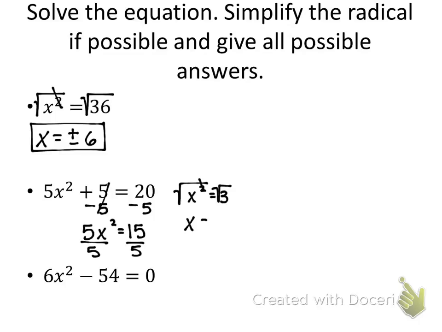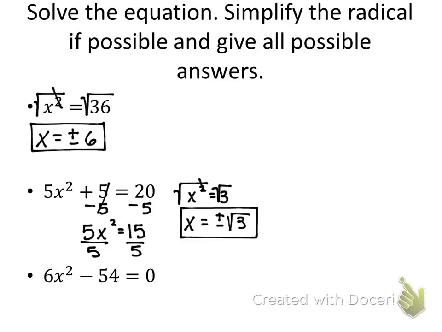But does 3 have an exact square root? No. Can it be simplified with upside down division? No. What sign do I have to have in front? Positive and negative, square root of 3. We leave it just like this. We do not make it a decimal. We leave it as a radical.